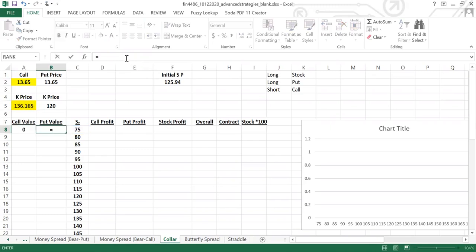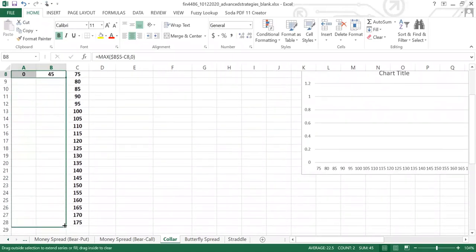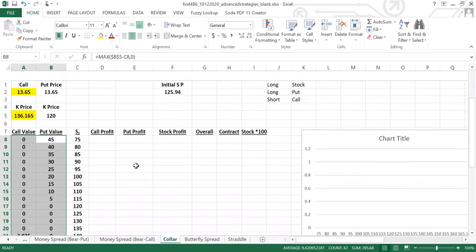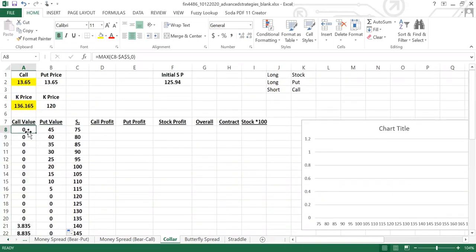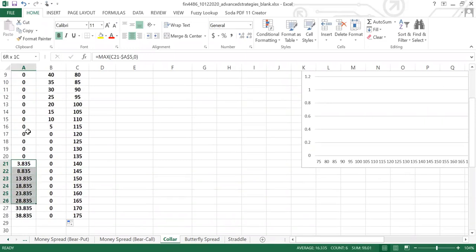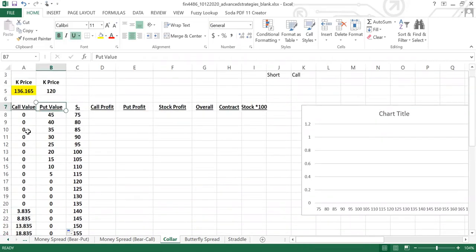Then the put option intrinsic value, we know that it is the opposite, right? So it is max of the strike price, and we lock the strike price, minus the stock price, or zero. So we scroll these two things down, and we're basically getting the intrinsic values. It's not surprising that the call option is getting positive intrinsic value when the stock price is higher, whereas the put option is getting a positive intrinsic value when the stock price is lower.